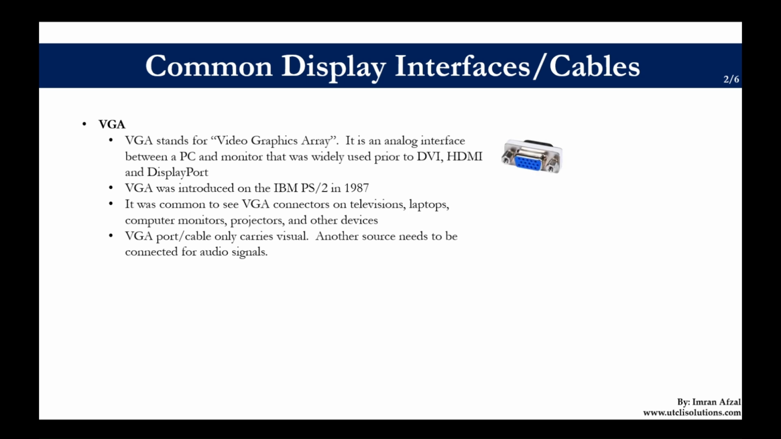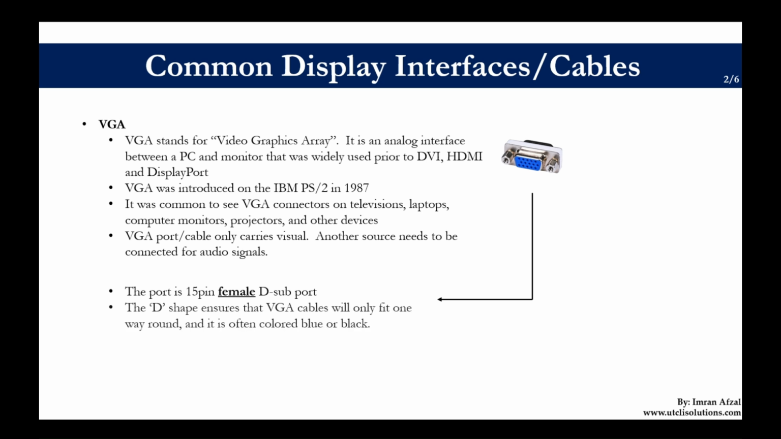So here is the port that I'm sure you are very familiar with and have seen on many older computers that come with this type of port. Now this port is a 15-pin female D-sub port. That's what it's called. It has 15 pin holes. The D shape ensures that the VGA cable will only fit one way around, and it is often colored blue or black. So you're not going to make a mistake and you're not going to bend the pins if the D shape is not fitting on the port correctly.